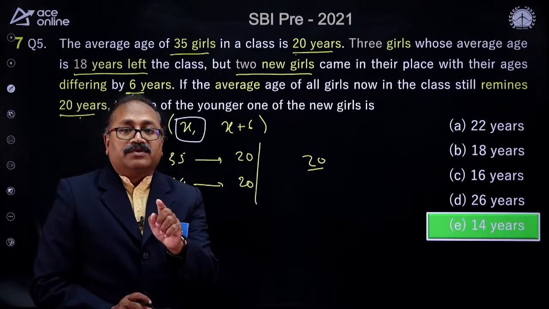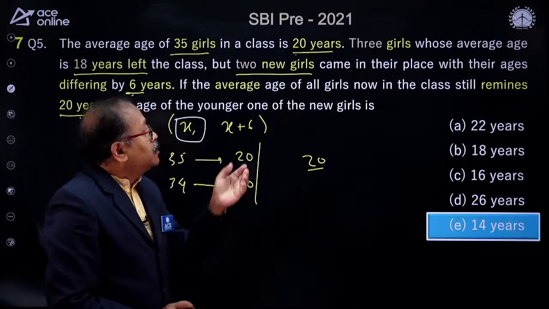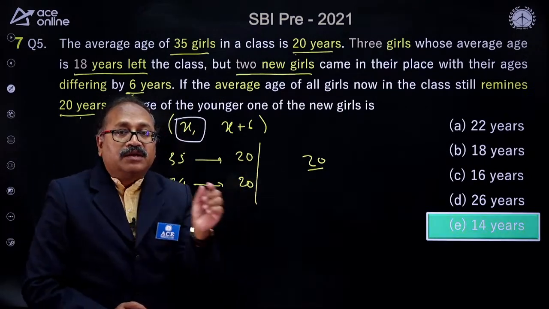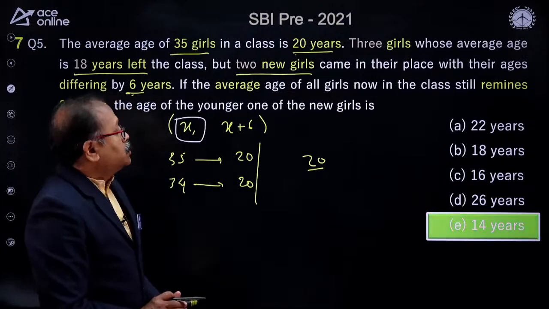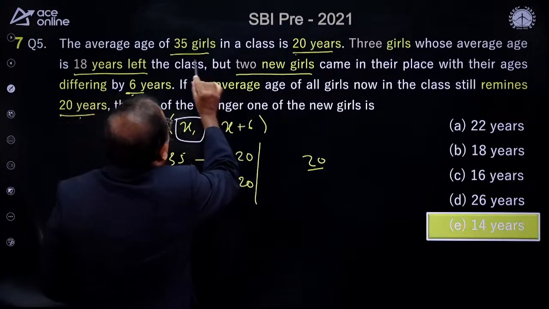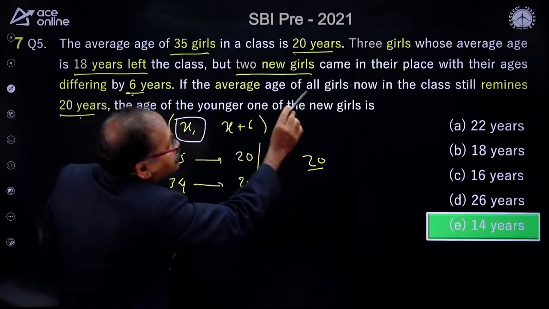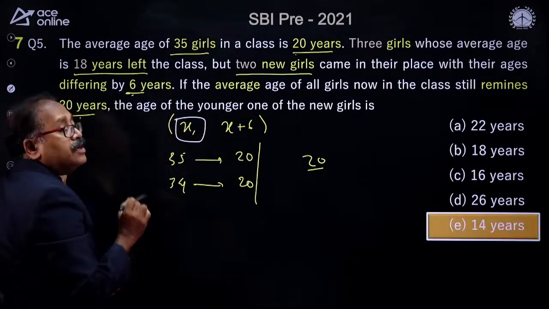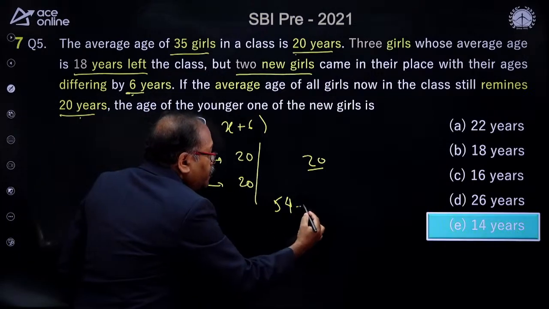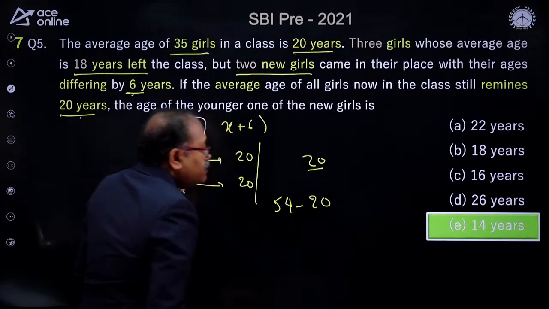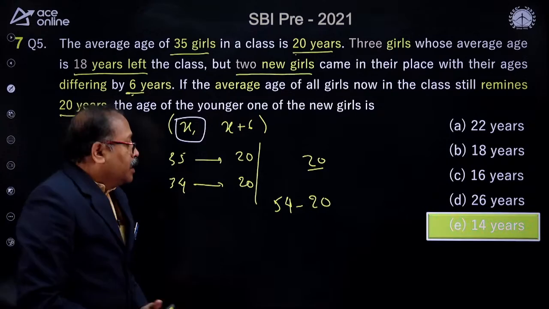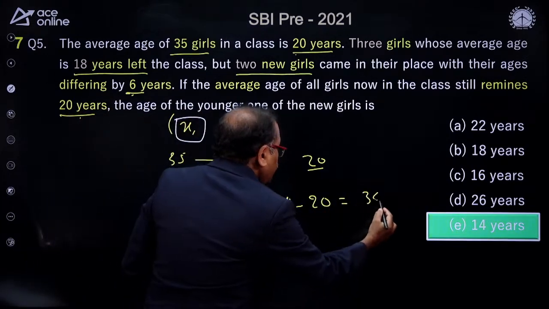This is the important conclusion. The moment you understand that the person who has left, their total, and the person who has joined, their total, the difference is 20. So that means the group who joined is 20 less. So how many people left? 3 girls left with the age of 18. So 18 into 3 is 54. And from 54, if I take out this 20, then I will get the total age of these 2 girls. And that comes 34.